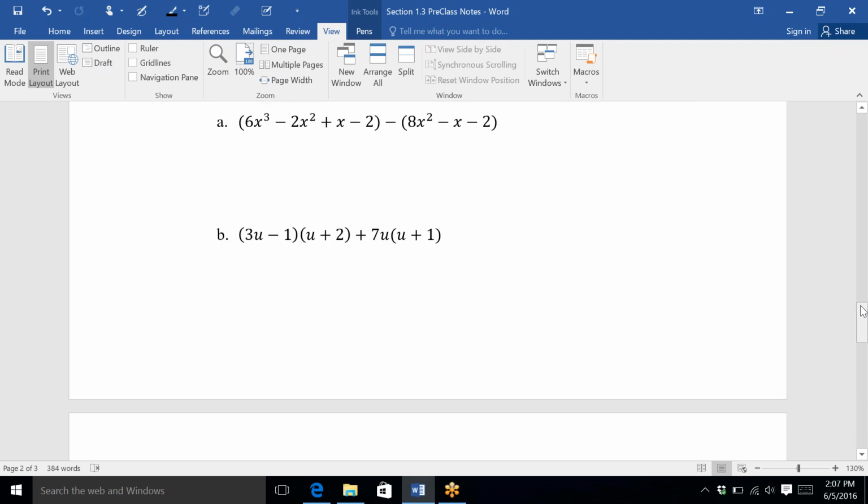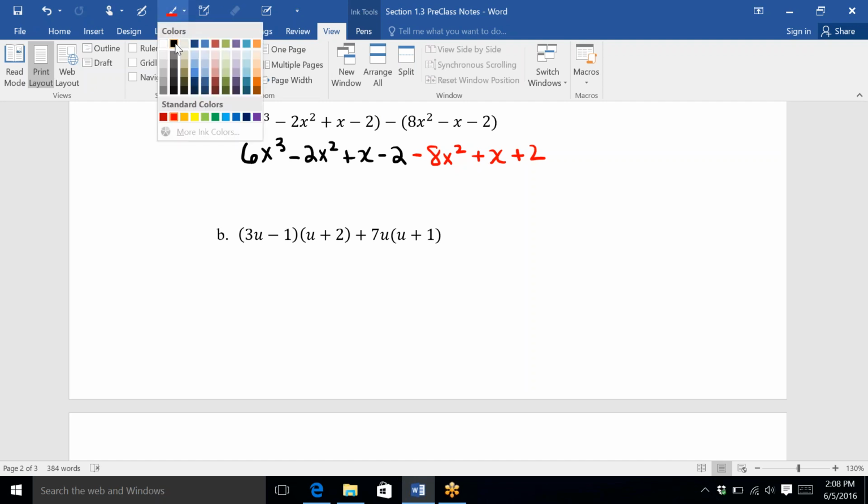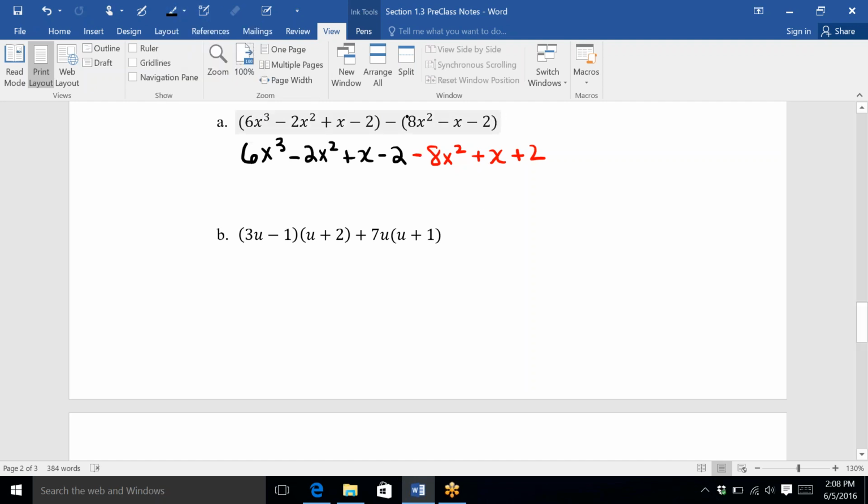So we're just simplifying. This first one is a subtraction problem. The first thing I do when I encounter a subtraction problem is I write down the first parentheses with no changes, because it does not have any reason for changes. And I'm going to use a different color here. Let's use red. I change the sign of everything in the second part. So negative times positive would be negative 8x squared. A minus a negative would be a plus x. And minus a negative would be a plus 2. So that's the first step when you're wanting to subtract two polynomials. You just change all the signs of that parentheses that has the negative in front.